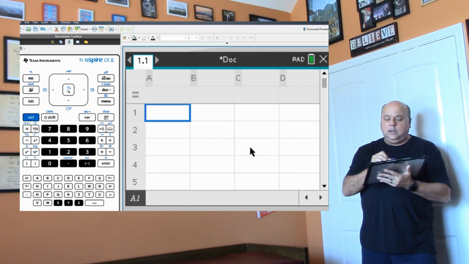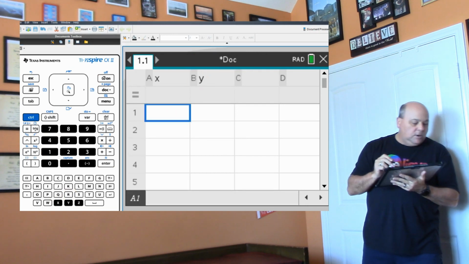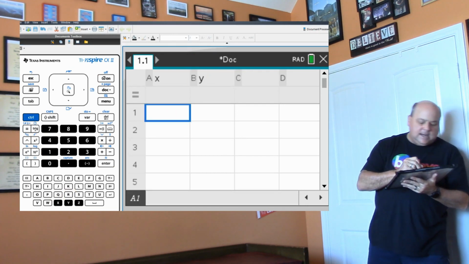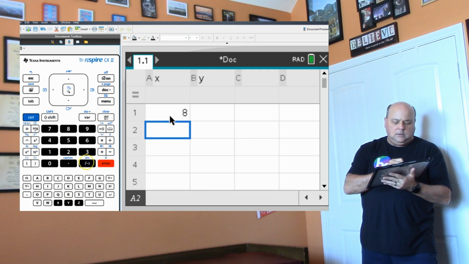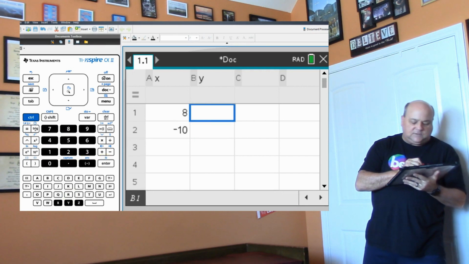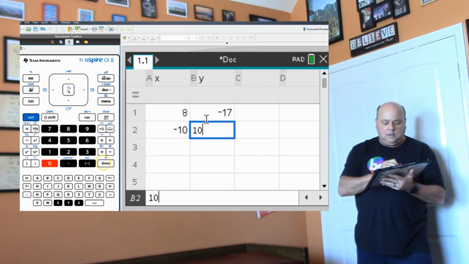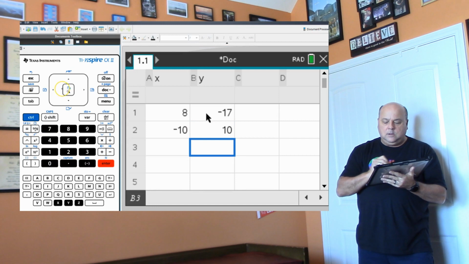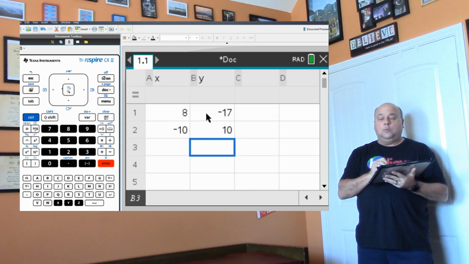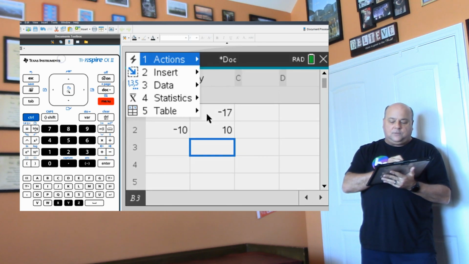Click 4. Type in X and Y. Now then we just need the two dots. So 8 and negative 10 are my x's. And then my y's are negative 17 and 10. Now then, once I'm here, make sure your blue box is not over the 10 or it will give you an error. Hit menu 4, 1, 3.